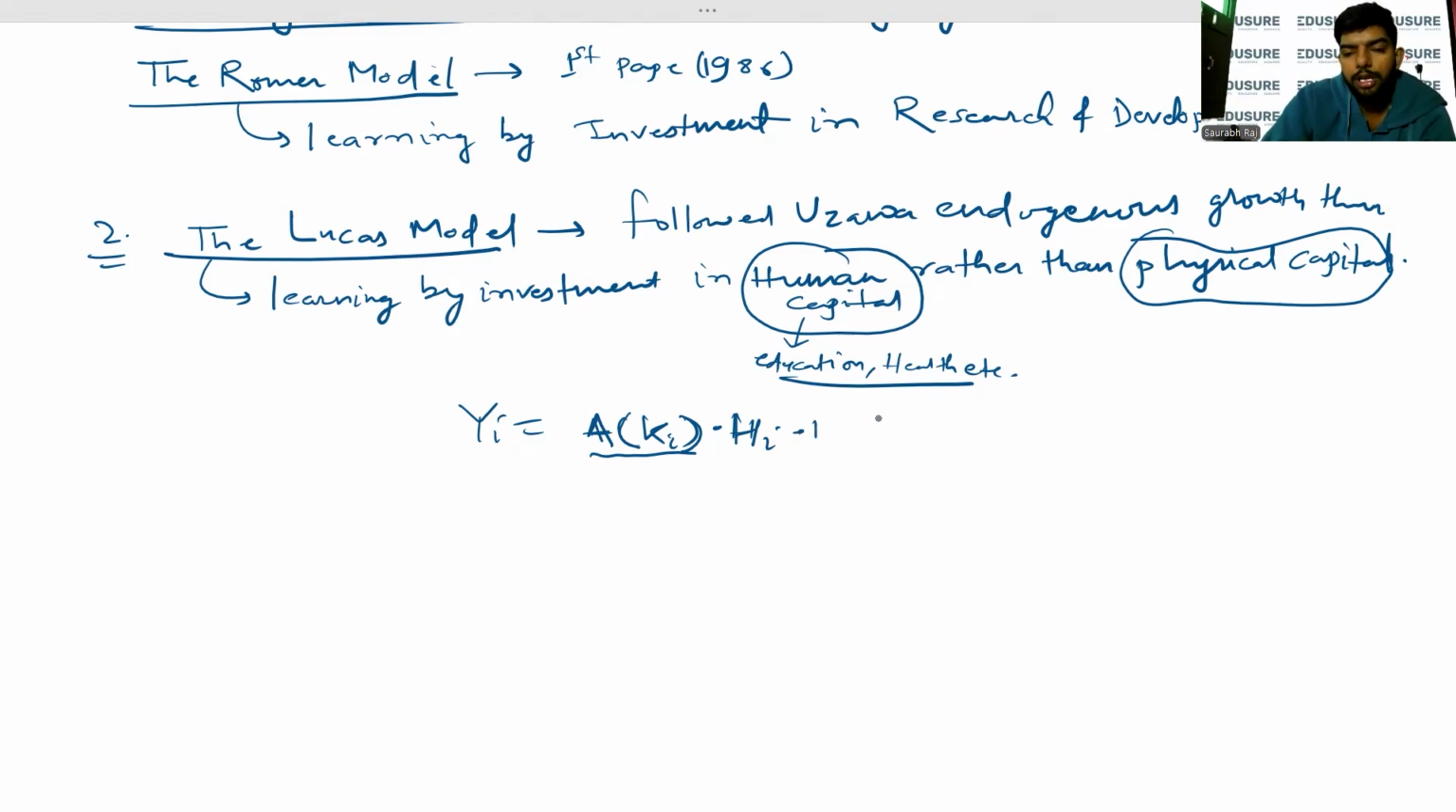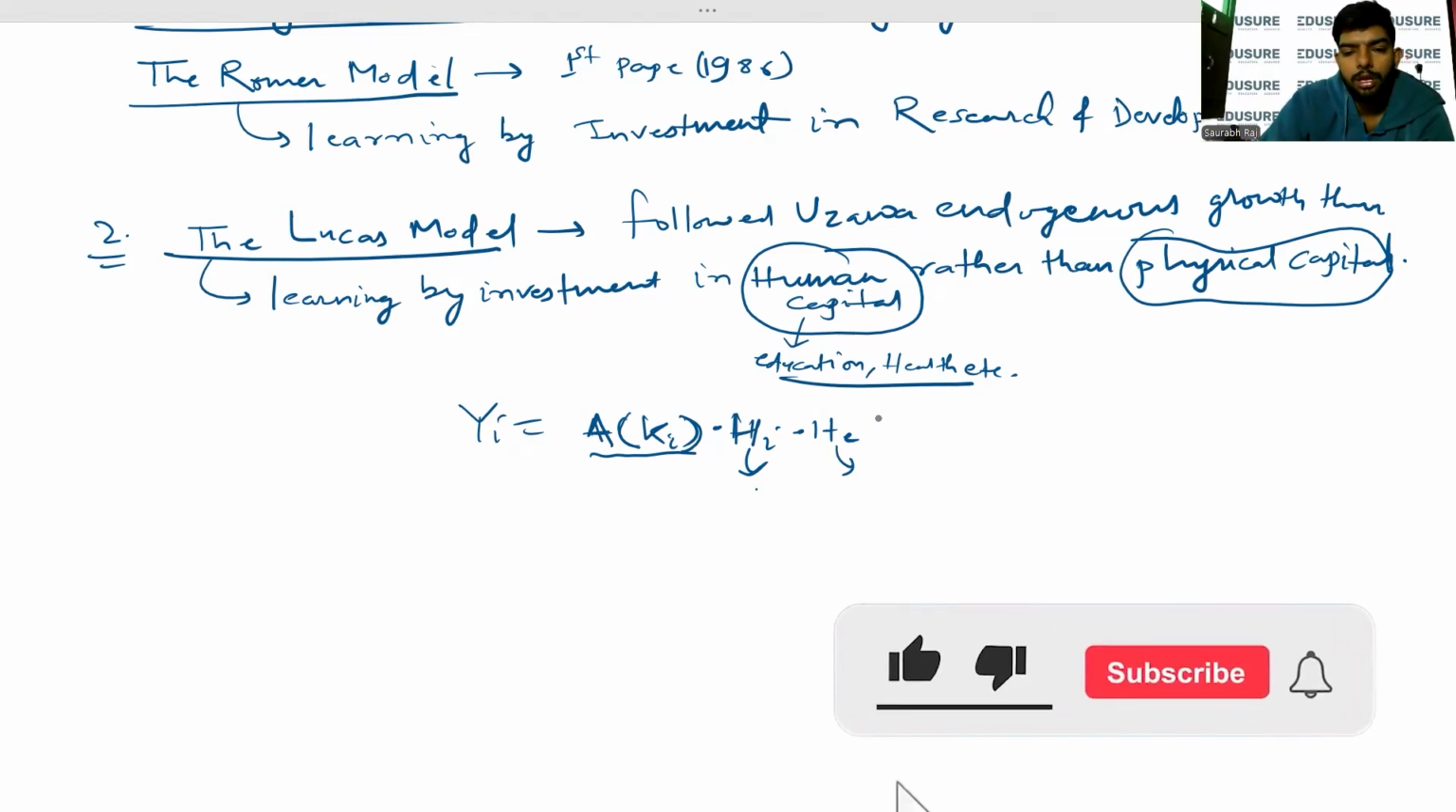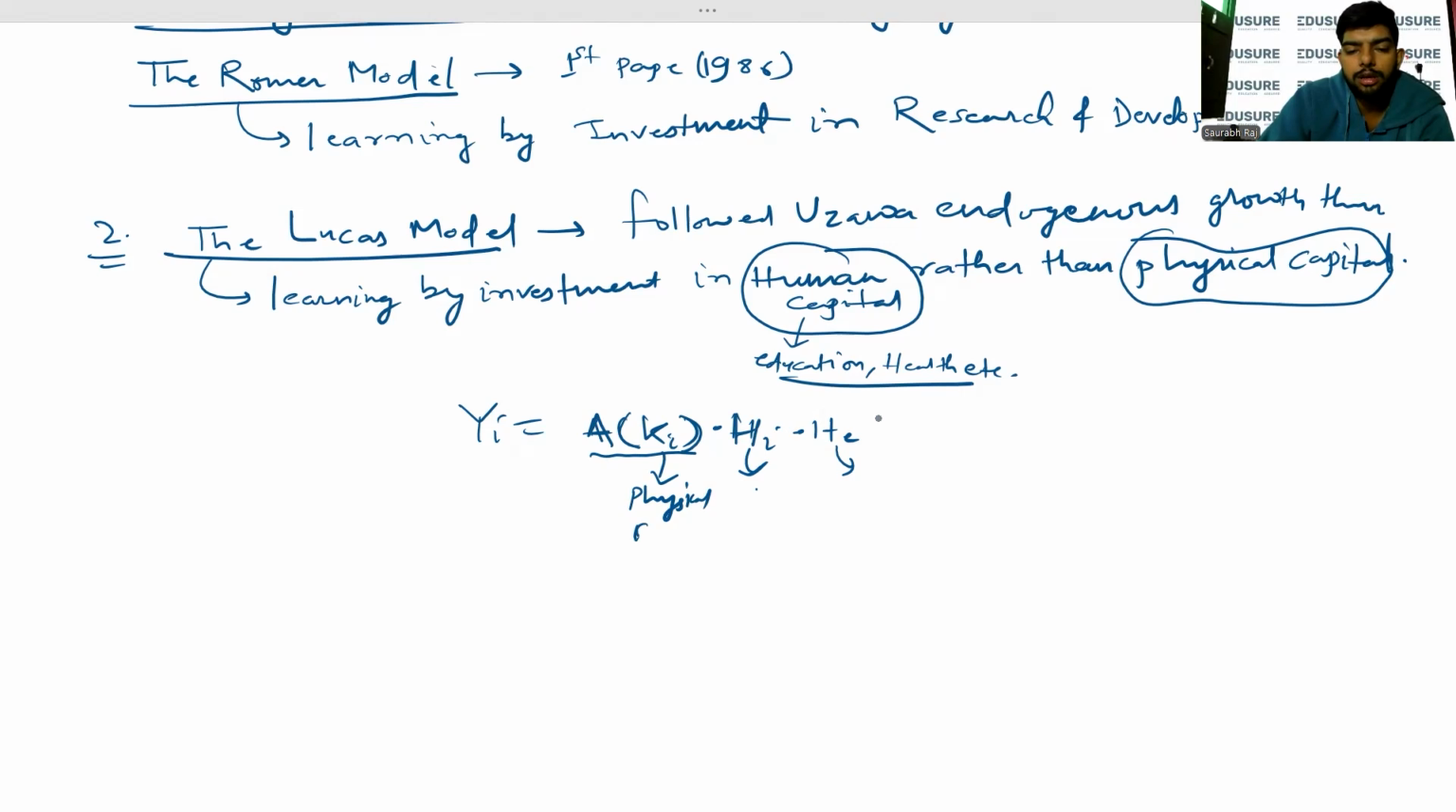Then we have HI and HE. HI is investment in human capital. HE is the economy's average level of human capital. And KI is physical capital.